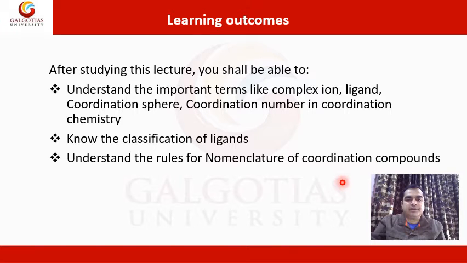Now, what are the learning outcomes of the present video? After studying this lecture, you shall be able to understand important terms like what is a complex ion, how we can define ligands, coordination sphere, and what is coordination number in coordination chemistry. We will also know the classification of ligands and understand the rules of nomenclature of coordination compounds.